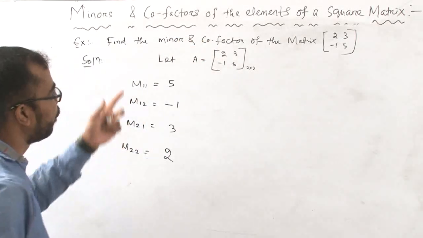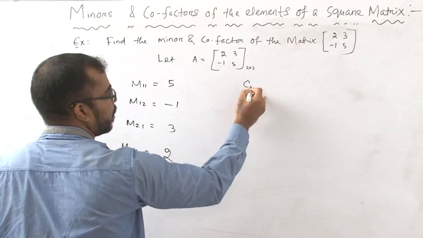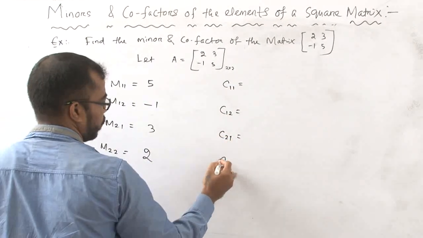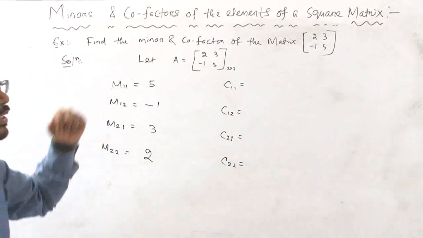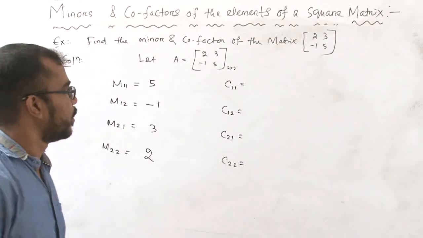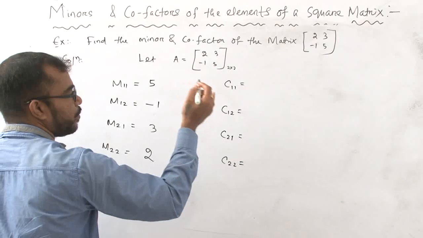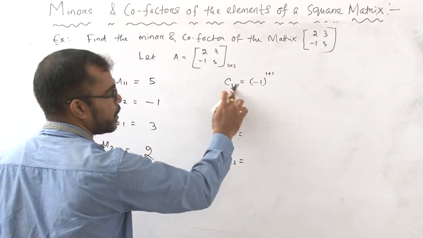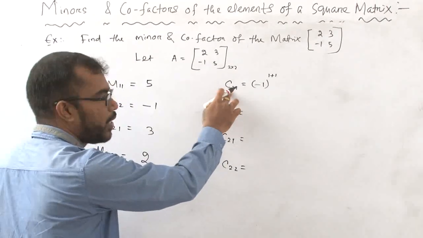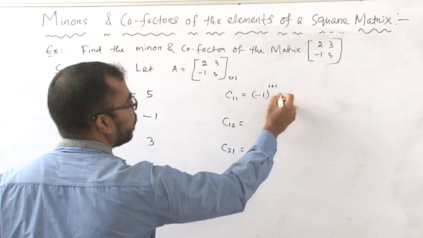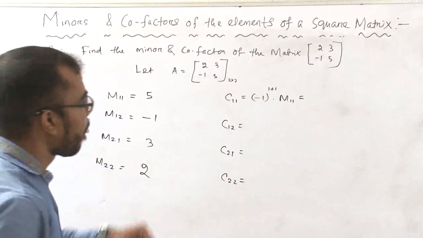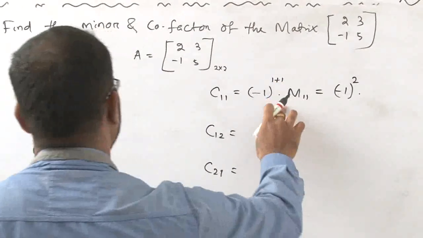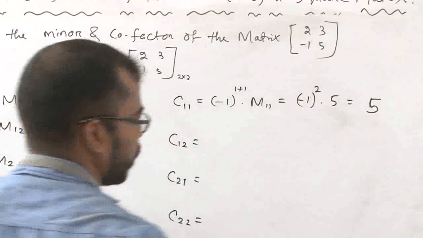And as we have to find the cofactors, we write on the right side C11, C12, C21 and C22. As you know, there are 4 elements, so there are also 4 cofactors. C11, as you know the formula, is minus 1 to the power i plus j. That means minus 1 to the power 1 plus 1, because i is 1 and j is also 1, times M11. Minus 1 to the power 2 is 1, and the value of M11 is 5, so we get 5, a positive number.